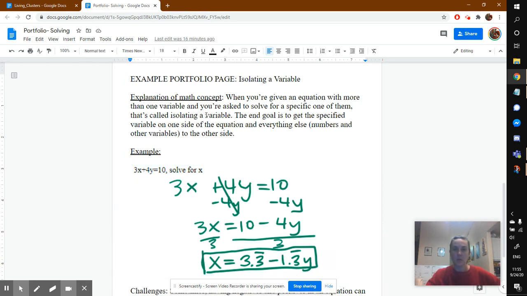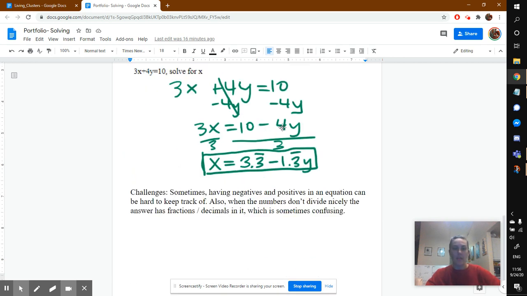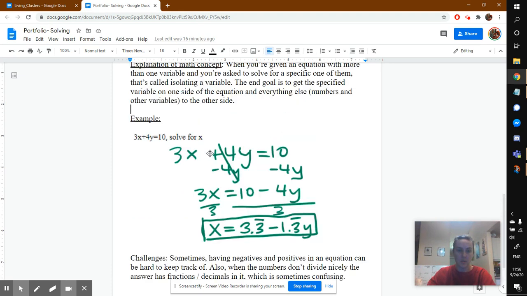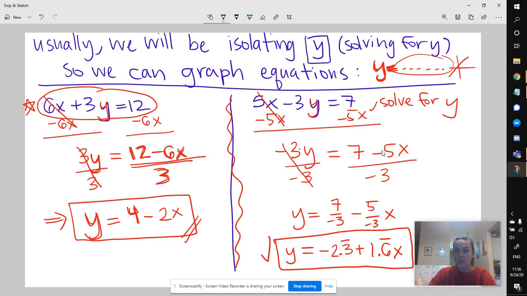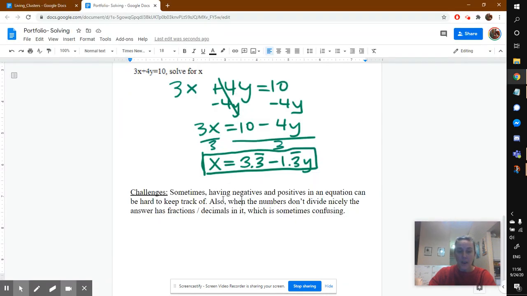So I've written up my explanation, I've written up my example, and then the last thing the portfolio page needs is an explanation of the challenges. What is hard about this? Oh, I forgot to underline it. What's hard about this skill? So I've written, sometimes having negatives and positives in an equation can be hard to keep track of, like when we had to do minus 5 divided by negative 3 and it turned out positive. And then also when the numbers don't divide nicely, the answer has fractions or decimals in it, which is sometimes confusing. So these are the challenges of this type of problem.